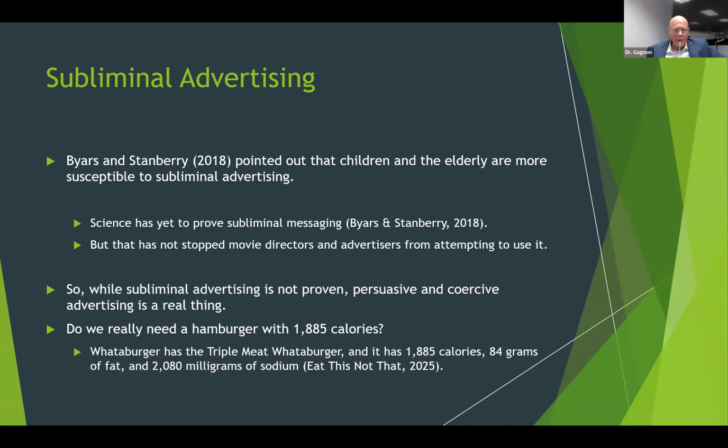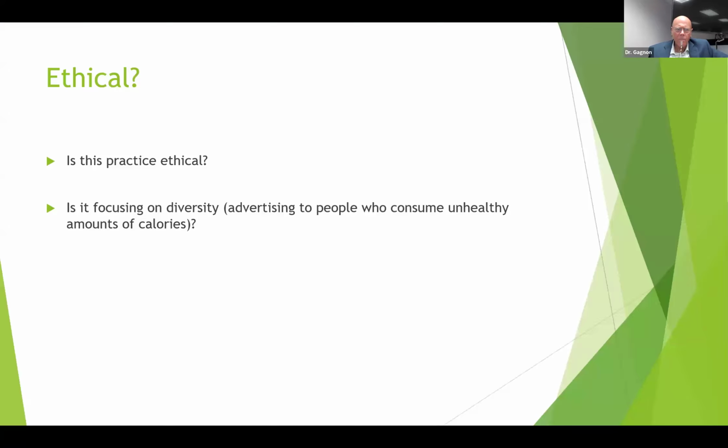Now, I've lost 100 pounds. I was 269. I was a pretty big guy. And I could put down some food. But I couldn't even imagine eating that entire burger. That was way too much food, even for me back in those days. So when we're selling this and we're advertising this stuff, we're promoting people actually harming themselves in the long term. That's not good. That's not ethical. Is this practice ethical? Well, I just answered that. I don't think it is.